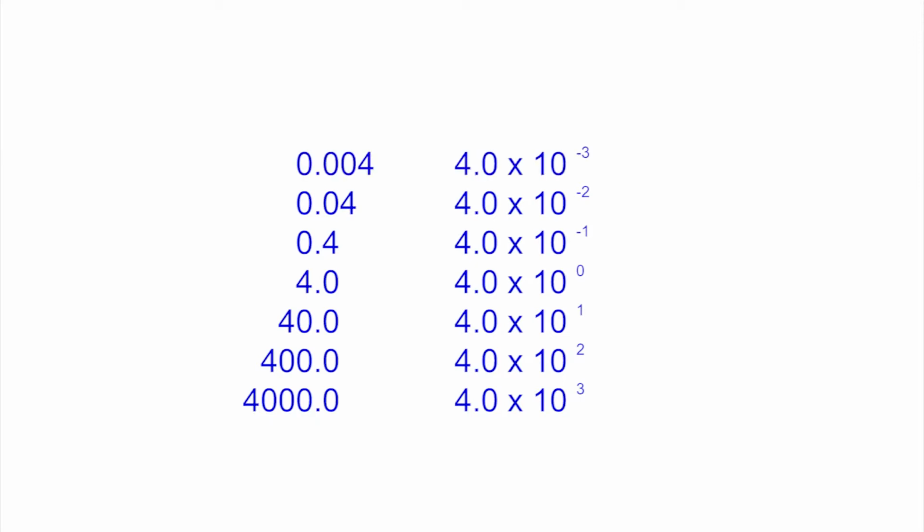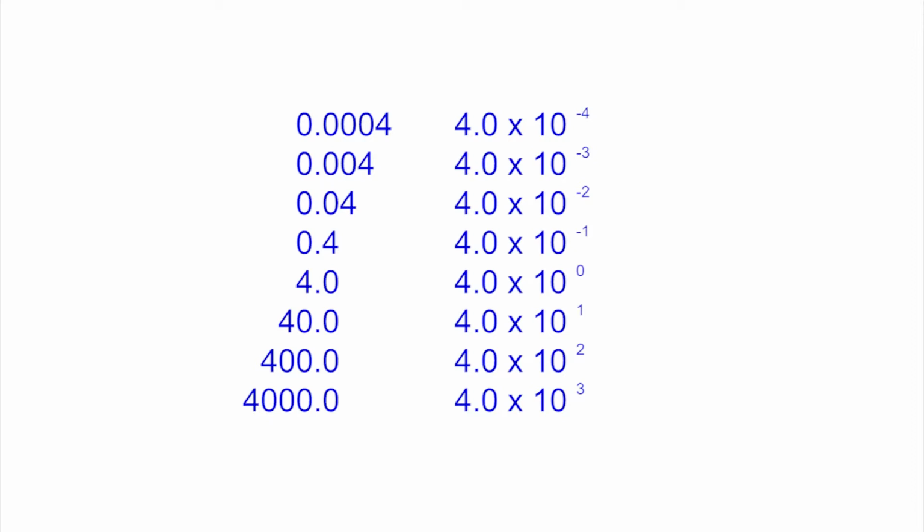40 is 4.0 times 10 to the power of 1. 400 is 4.0 times 10 to the power of 2. 4,000 is 4.0 times 10 to the power of 3. Working back the other way, 0.4 is 4.0 times 10 to the minus 1. 0.04 is 4.0 times 10 to the minus 2. 0.004 is 4.0 times 10 to the minus 3. And 0.0004 is 4.0 times 10 to the minus 4.